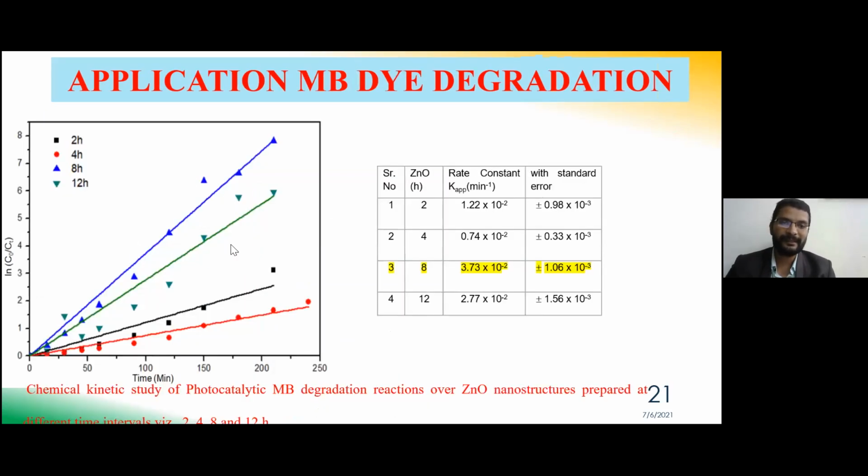Here we have studied the kinetics of the 2-dimensional zinc oxide nanomaterial. I get such a beautiful observation over here, that the 8-hour reaction time material has the highest rate, 3.73 into 10 raised to minus 2, and that is near about 5 times higher than the 4-hour reaction time material.